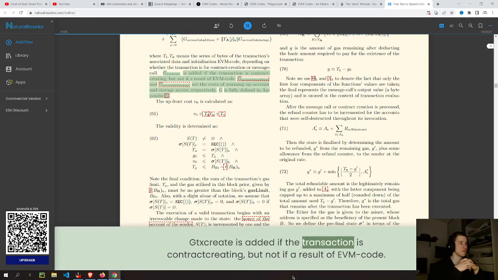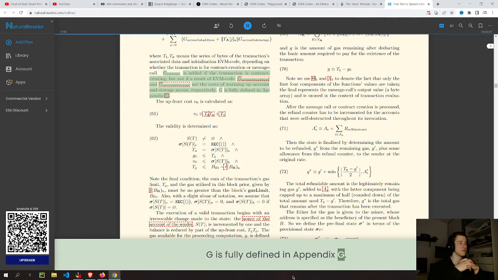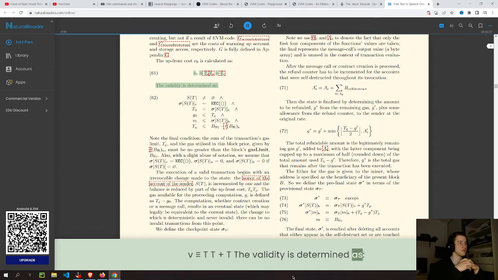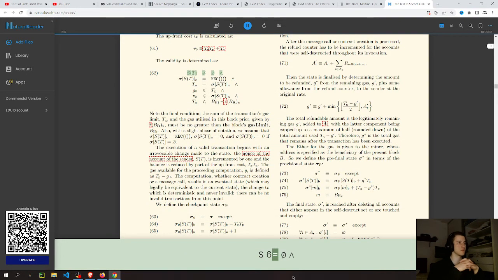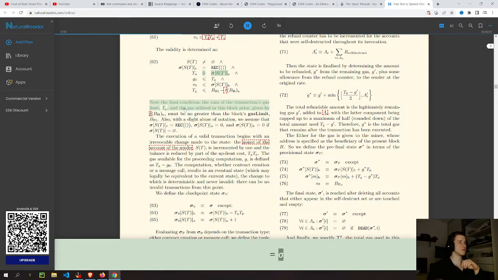G_txcreate is added if the transaction is contract creating, but not if a result of EVM code. G_accesslistaddress and G_accessliststorage are the costs of warming up account and storage access, respectively. G is fully defined in Appendix G. The upfront cost v0 is calculated as v0 ≡ T_p T_g + T_v. The validity is determined as S(T) ≠ ∅ and σ[S(T)]_c = KEC(()) and T_n = σ[S(T)]_n and g0 ≤ T_g.